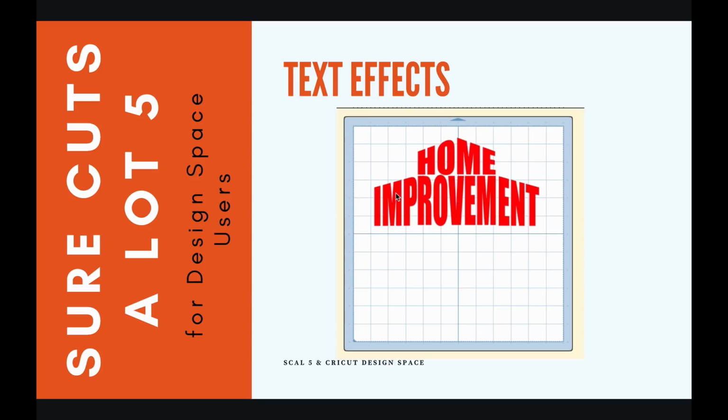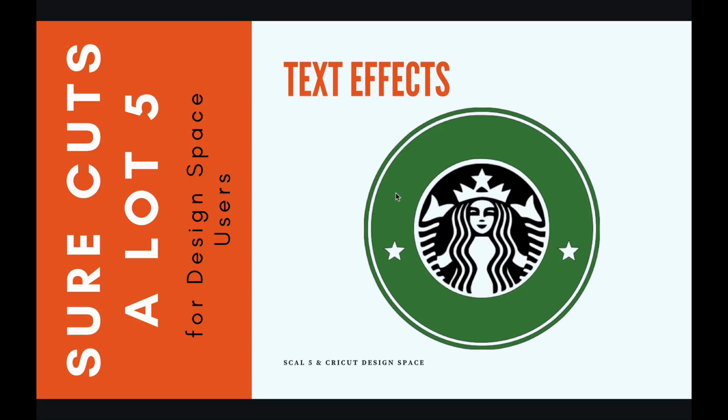So we'll go over this one, some bulging effects and stuff like that. And then we'll also do the Starbucks logo kind of effect that everyone likes, where you can put the text around that logo. So that's going to be pretty neat here as well. We'll knock those two quick demos out in SureCuts 5. So let's go back to SureCuts 5 and start making some text effects.